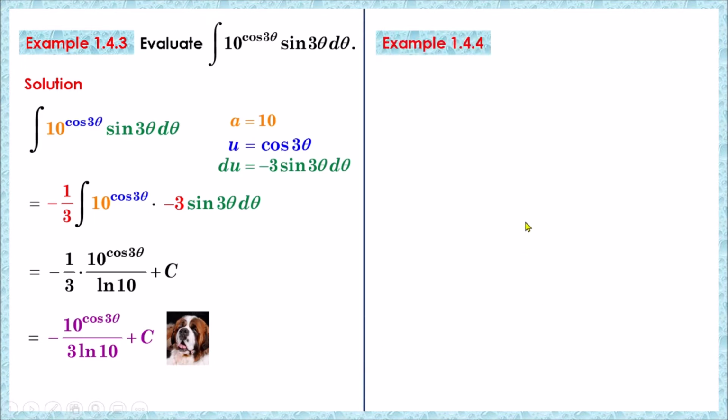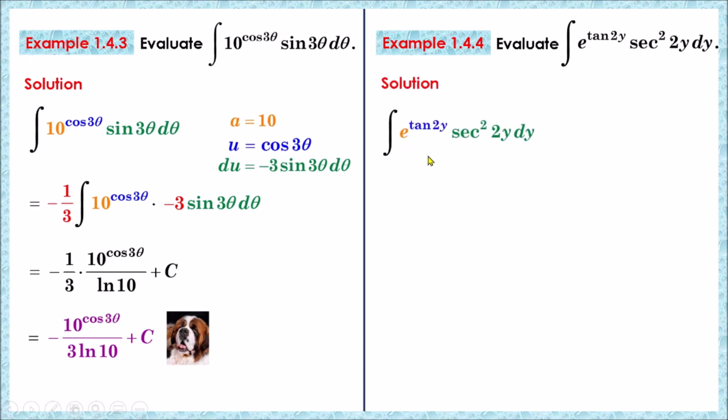Example 1.4.4. Evaluate the integral of e to the tangent 2y secant squared 2y dy. Solution. Given the integral of e to the tangent 2y secant squared 2y dy, here u is equal to tangent 2y. Taking its differential, we have 2 secant squared 2y dy.